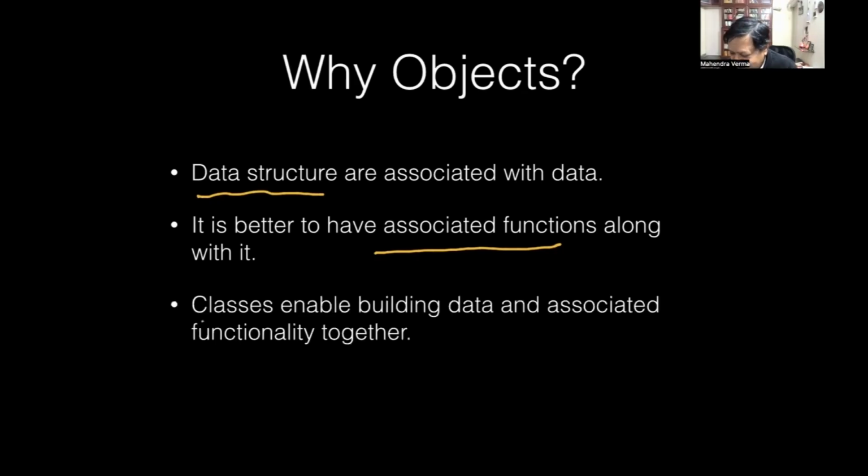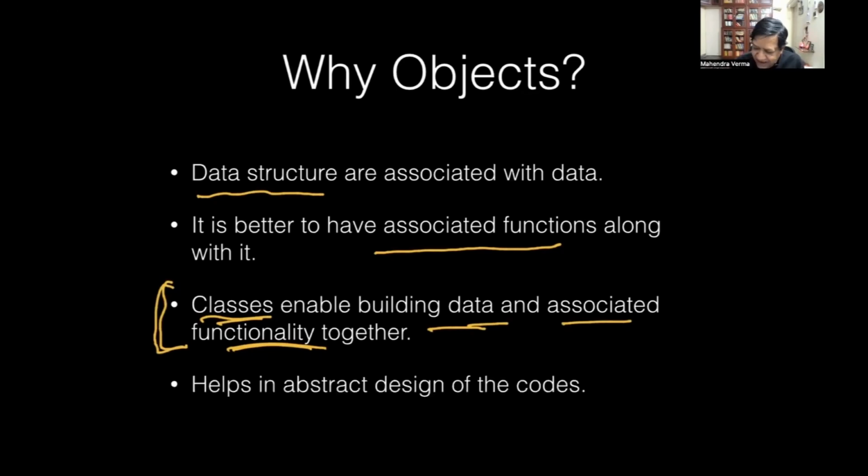So you'll hear the word class. A class is the definition of this object, which has data definition as well as function definition. So classes enable building data and associated functions together. That's the beauty of it. We can also write functions associated with the object, and it helps in abstraction. So you can abstract. Abstract means, this is a very common word used all the time.